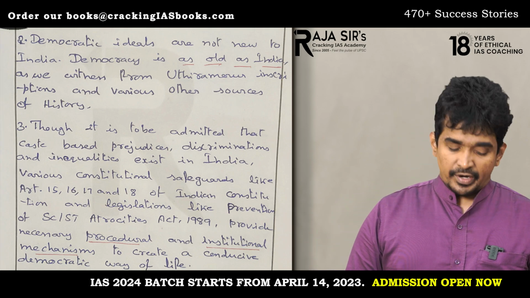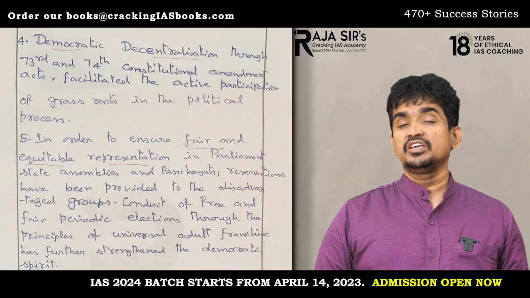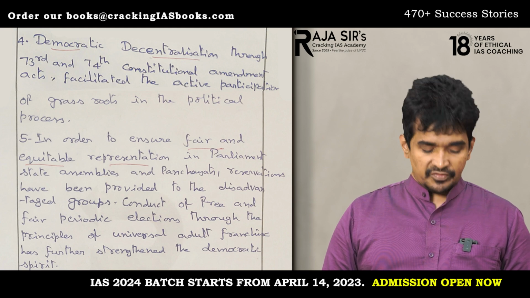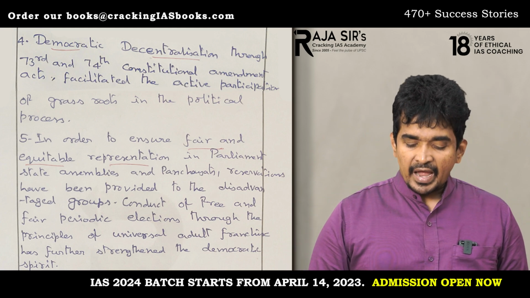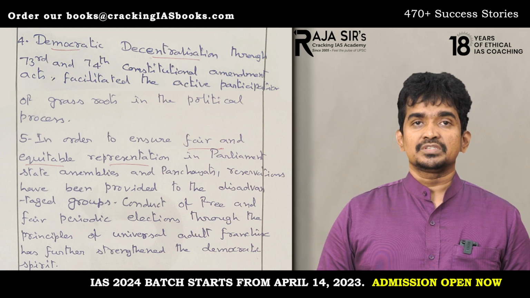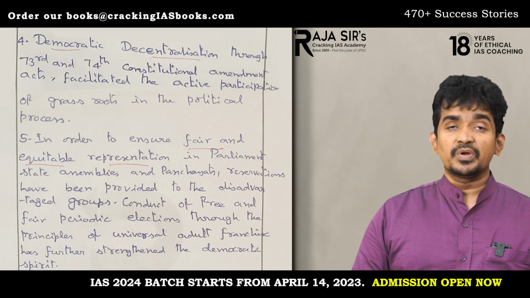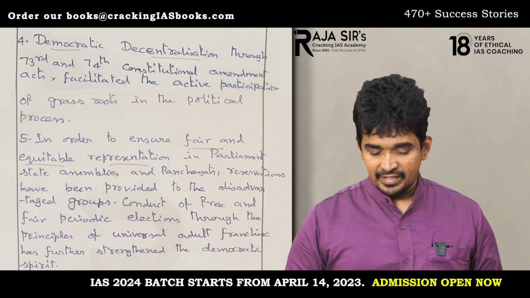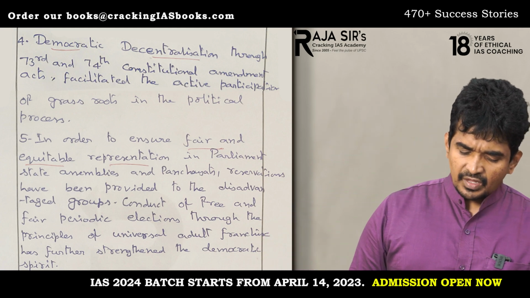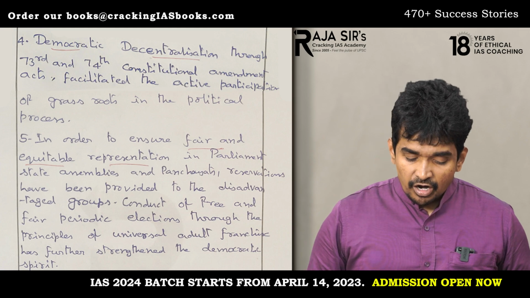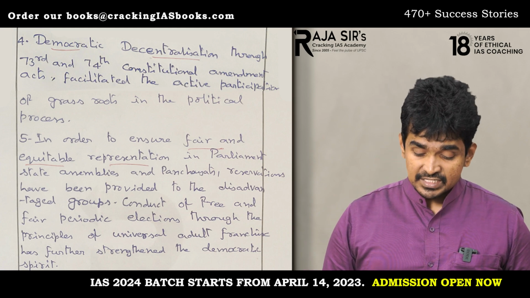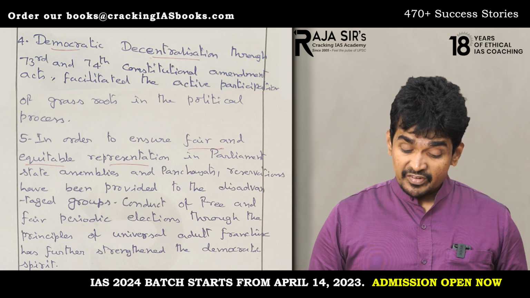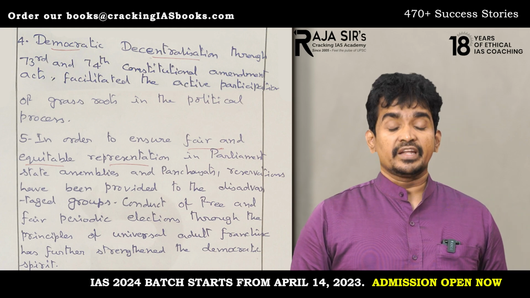Now the fourth point: democratic decentralization through the 73rd and 74th Constitutional Amendment Acts facilitated the active participation of the grassroots in the political process. See, this particular dimension was again missing in that answer, right? Fine. Then the fifth point: in order to ensure fair and equitable representation in Parliament, state assemblies and panchayats, reservations have been provided to the disadvantaged groups.